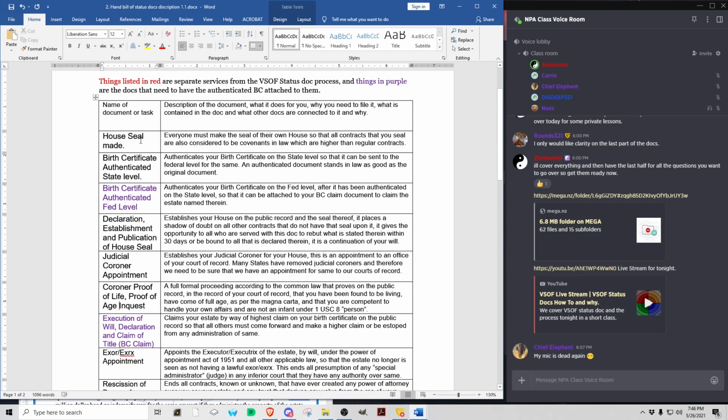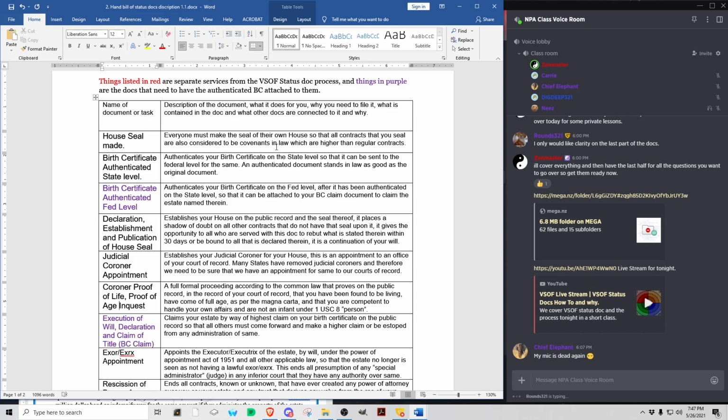The first thing is you got to make your house seal. You can either go to an office supply store and get them done. The lowest I've ever seen somebody get a seal made was like $75, and the most expensive I've ever seen a company ask was like $250. Or you can go to an Office Depot, and they will have a form that you can fill out.